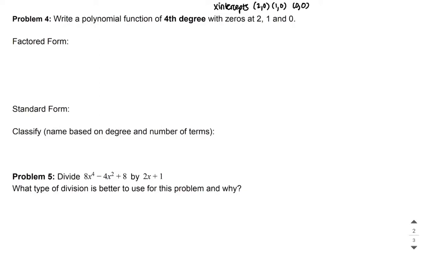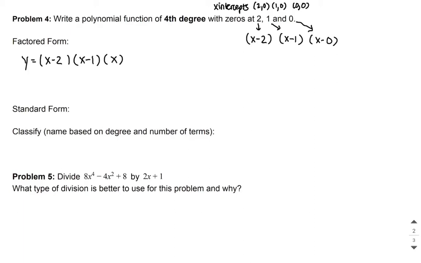First thing I want to do is find the factored form of that polynomial function. So I need to find what are the factors that I'm multiplying together. The first factor is going to be from that (2, 0). I know if I have an x-intercept at 2, my factor in factored form is going to be x minus 2. So I have a factor of x minus 2. For that (1, 0), I know the factor will be x minus 1. And then for that (0, 0), or that x-intercept 0, I know my factor is x minus 0, or I can just say x, so I'm multiplying by x.